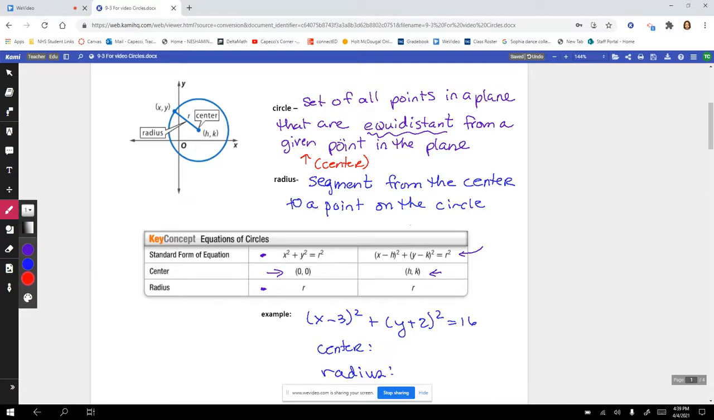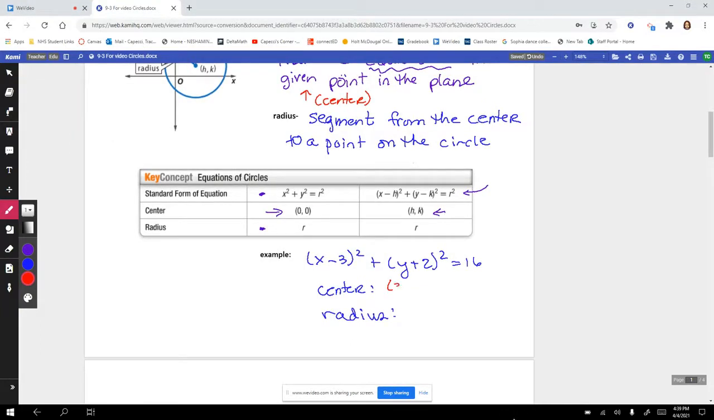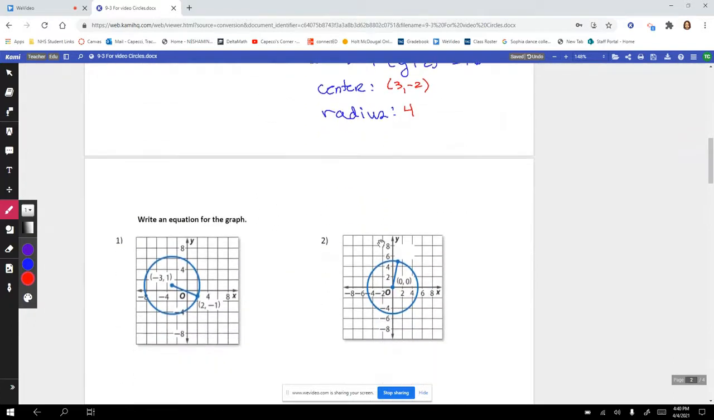So, for example, if I'm given this equation that is written, then the center is going to be at (3, negative 2). And the radius, remember, this is r squared, so the square root of 16 is 4. So that's the radius. All right, let's look at a few more.